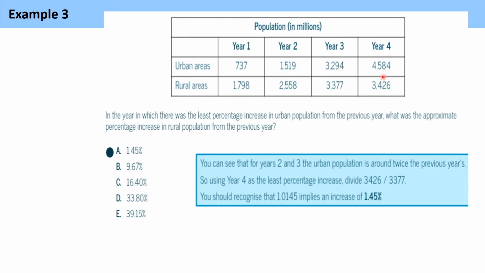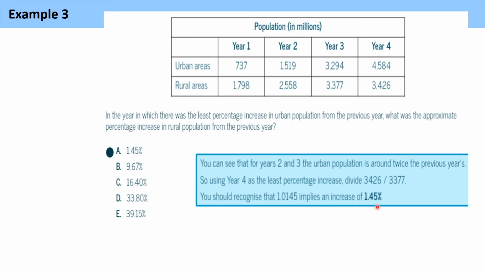And then after working out which percentage increase is the lowest in urban areas, we have to figure the same out for the rural population. So then we have to go to these two pieces of information. And then, as they've shown here, you can divide one by the other and work out what the percentage is.